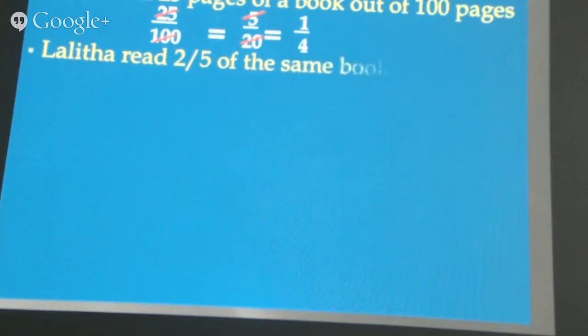Can we do this one? It sounds good. See, this is slightly difficult. Let me see who can answer. I'm sure most of you can answer. Look at the question. Ela read 25 pages out of 100. Lalita read 2/5 of the same book. Now my question is, compare this 1 over 4 and this 2 over 5. Compare means who read more. Did you get my question? Who read more?